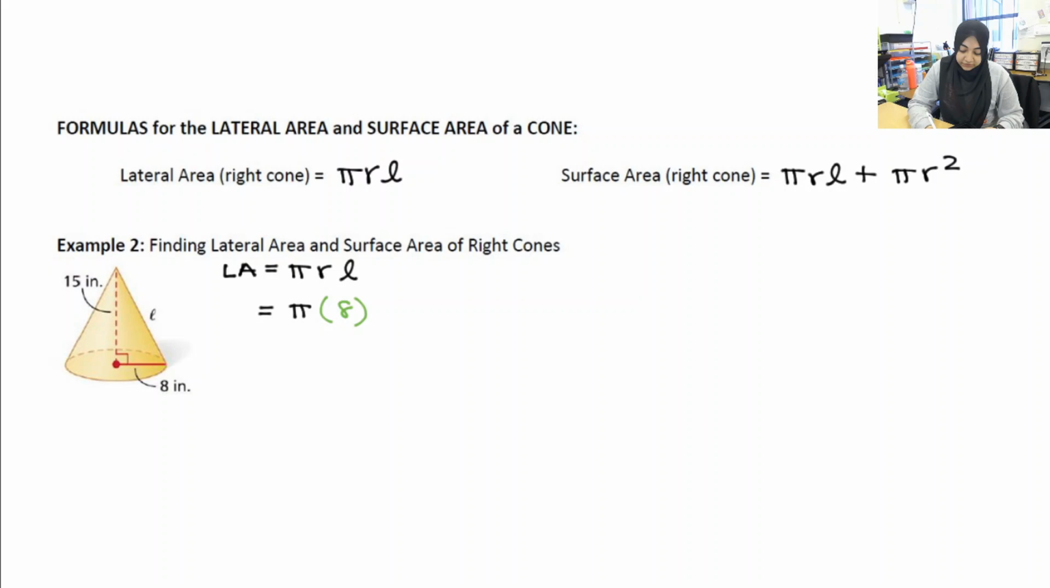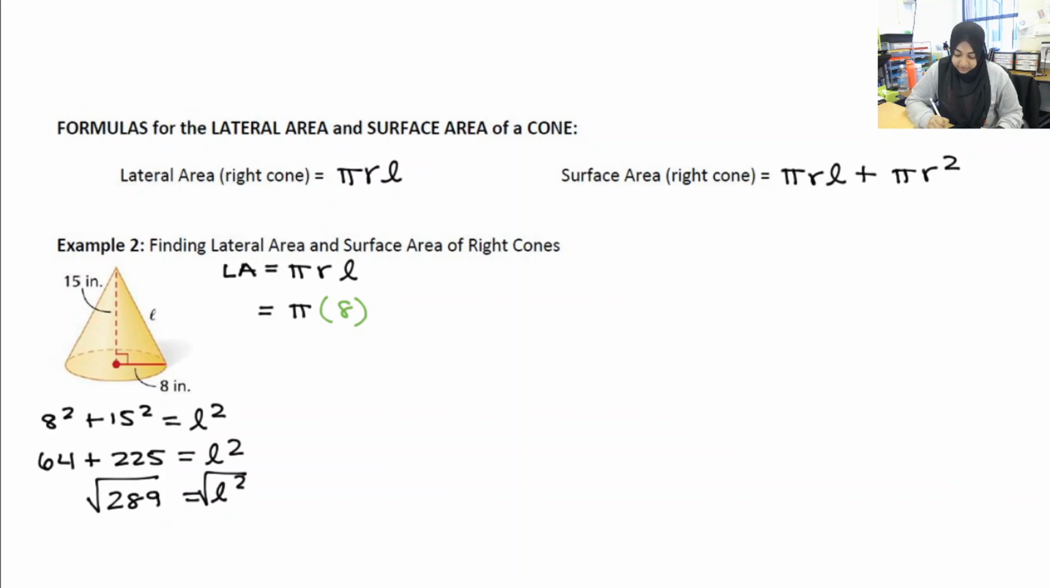But if you don't remember, you're going to have to do the Pythagorean theorem. 8 squared plus 15 squared equals L squared, which is 64 plus 225. So 289 equals L squared. Take the square root of both sides. So my slant height is 17. Let me put it in a different color so we can differentiate. So that right there is 17. It does not tell me to round or anything like that, so I have to keep it in terms of pi. So my lateral area is going to be 136 pi inches squared.